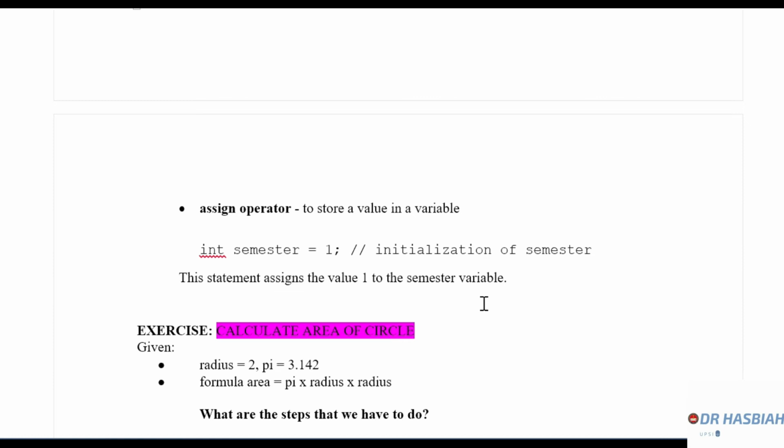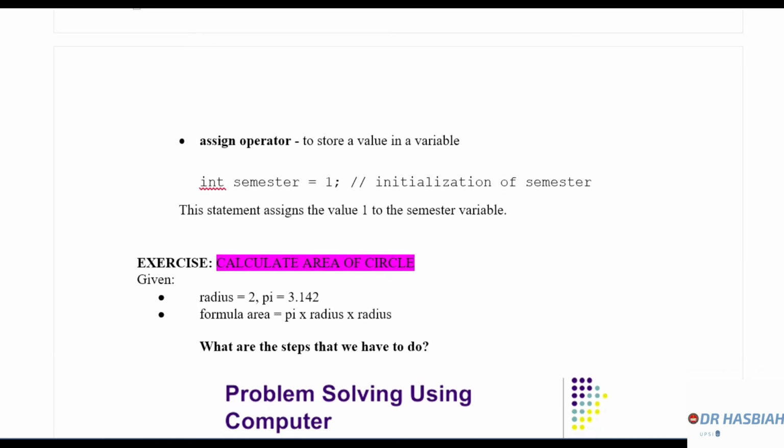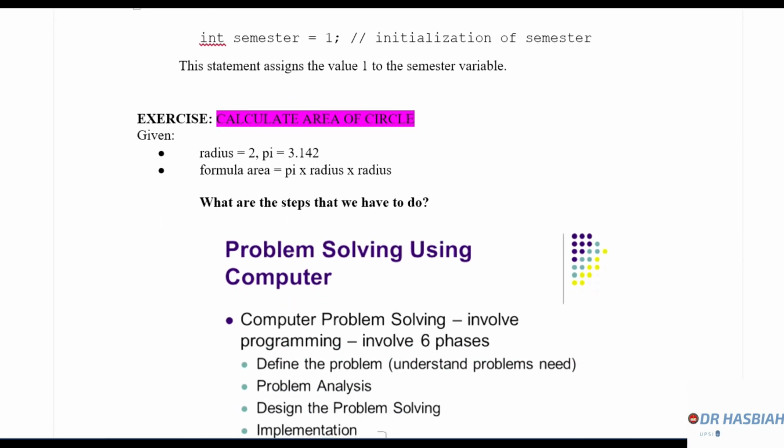So in C++, you can use the arithmetic operator and assign operator in doing calculation. If you want to calculate something, you want to do the process, you can use these assign and arithmetic operators. Now I have to move to the exercise. I want to show the students, if you have a simple problem, what you have to do. Now my question here: calculate the area of the circle.